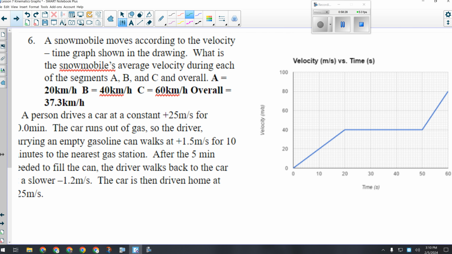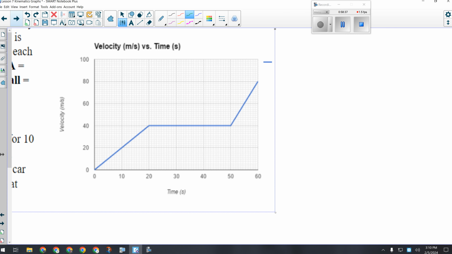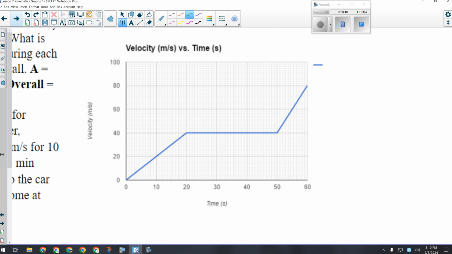Rather than do this part, here's what I want you to do for that graph. I'll try and make it a little bit bigger. I would like you to calculate for me the total displacement of the snowmobile from this velocity versus time graph. If I want to calculate the total displacement, I need the area under the line, or the average velocity times the time for each section of the graph.